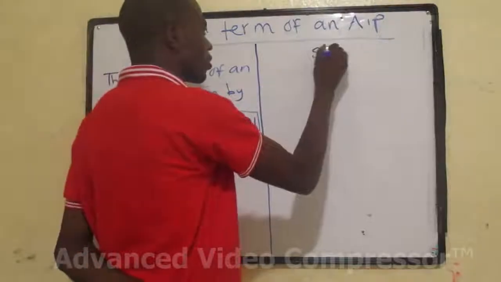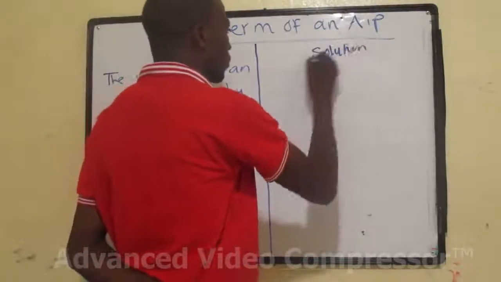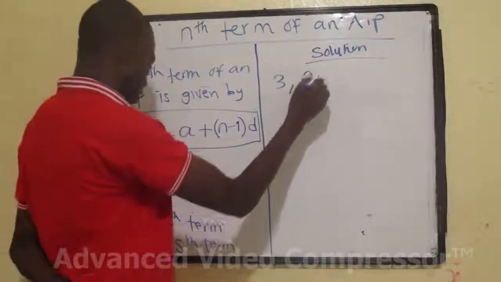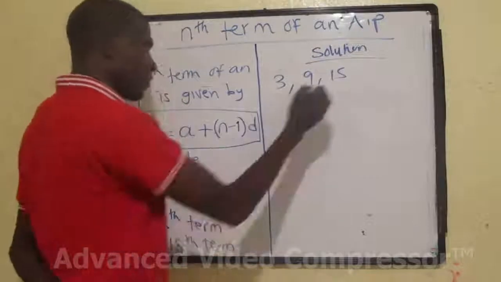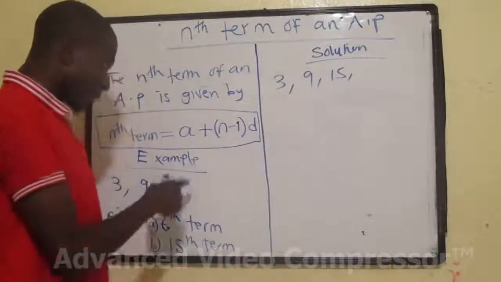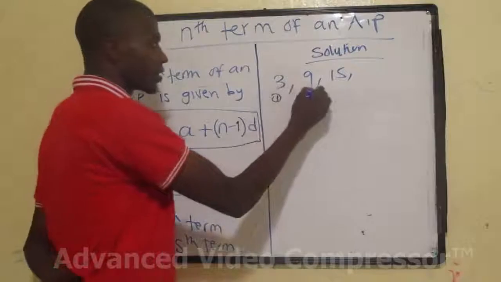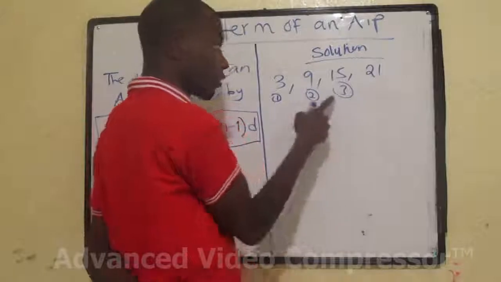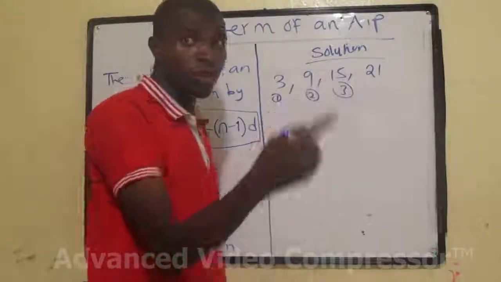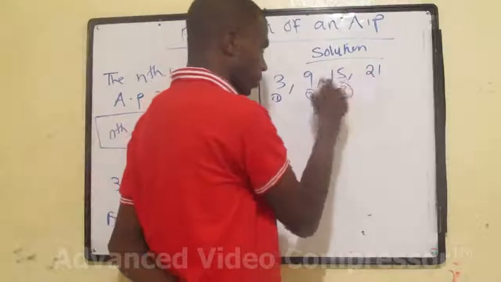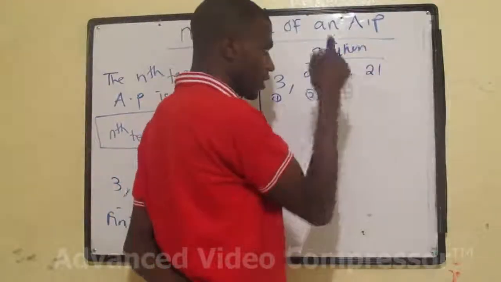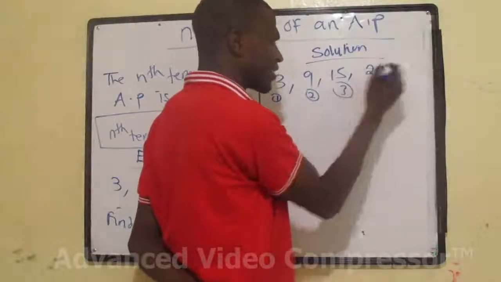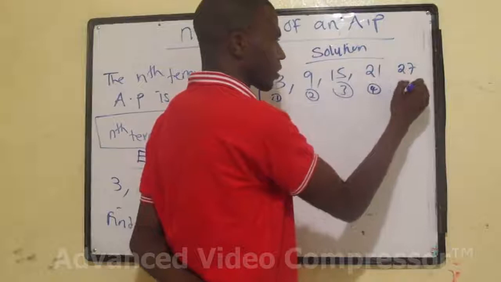So here we go, our solution. For the first one, we see the first term is 3, the second term is 9, the third term is 15. This is term number 1, this is term number 2, this is term number 3. Our term number 4 is going to be 21. We simply add 6 because we know the common difference is 6, the number that we are adding constantly. Our term number 5, we add 6, it's going to give us 27.